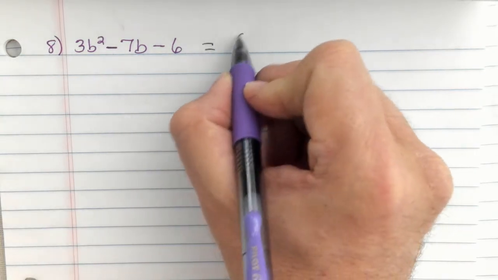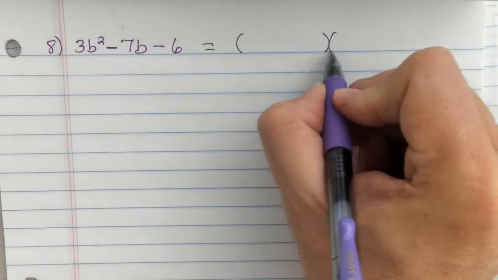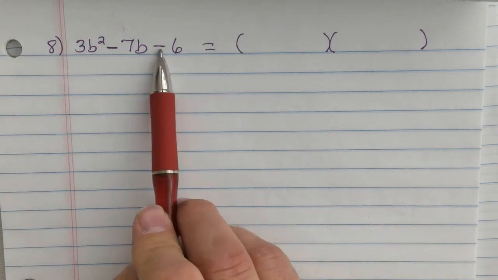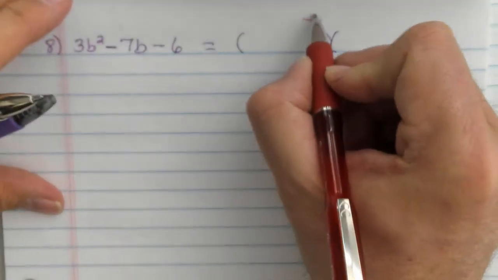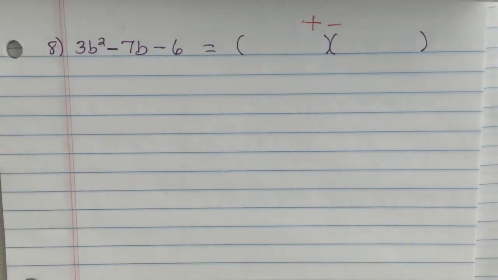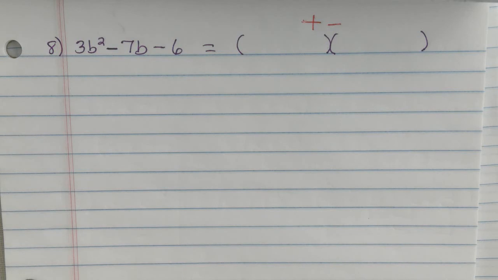Okay, 3b squared minus 7b minus 6. Let's see. I'm going to draw my 2 sets of parentheses. And what are the signs going to be? Let's see. The second sign is negative, so we're going to have a plus and a minus. So I'll wait to fill those in. I'm just going to write plus and minus up there, just to indicate, okay, I've decided that there's a plus and a minus. I just don't know where they go.